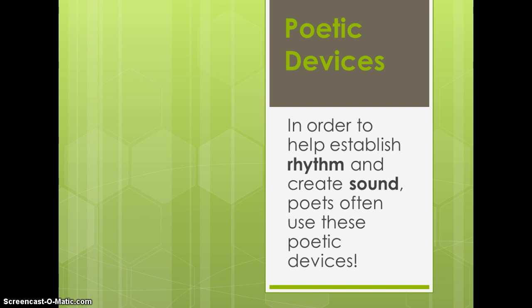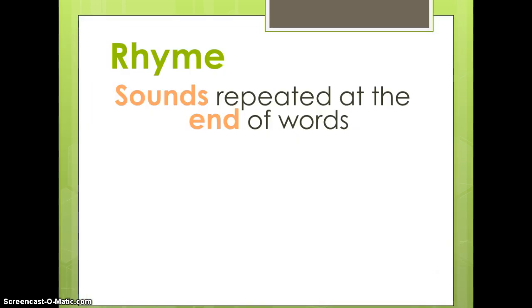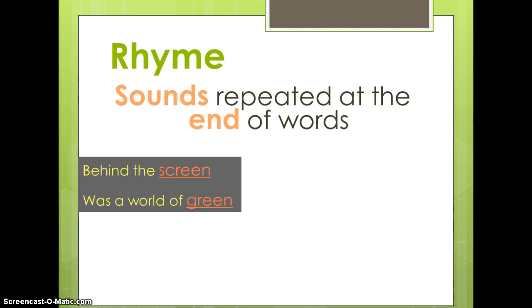What do we mean? Well, poets use different tricks, techniques, or devices to establish rhythm and create sound within their poems. So let's look at a few types of poetic devices. The first is really basic, and it's one that you all already know: rhyme. So rhyme are sounds that repeat at the end of words, such as, behind the screen was a world of green. As we can see here, our two rhyming words, screen and green, fall at the end of these two lines of poetry. So we call this end rhyme.